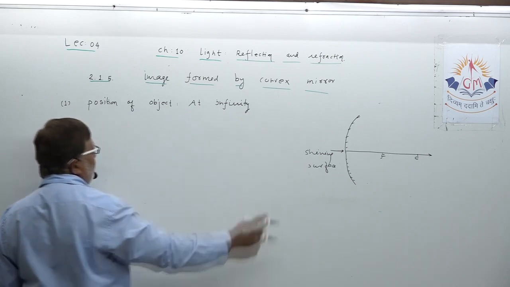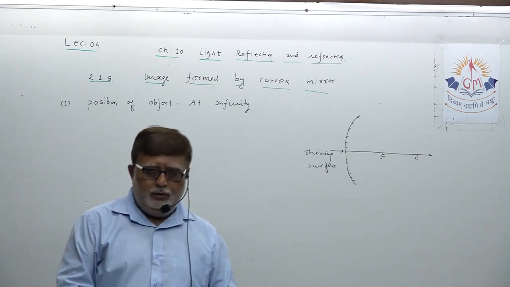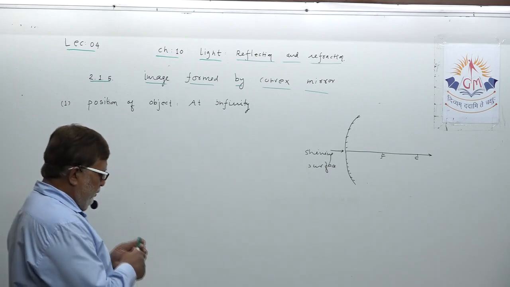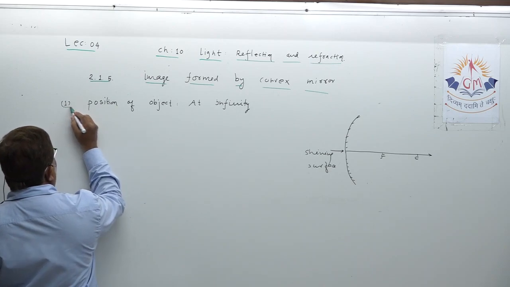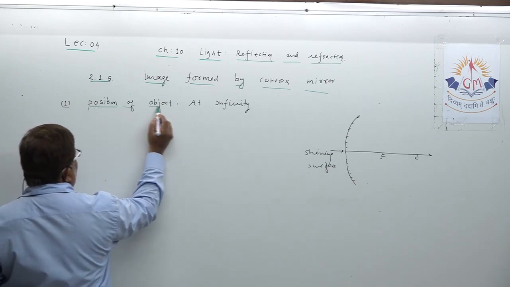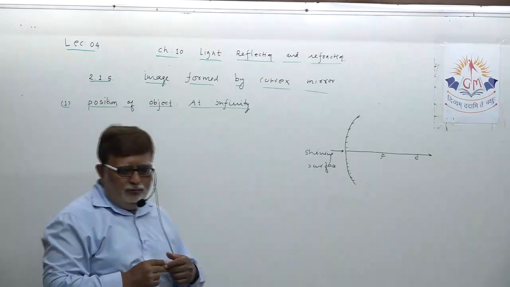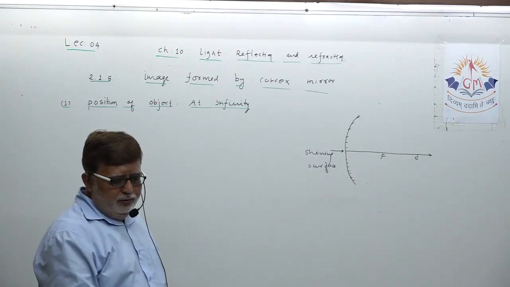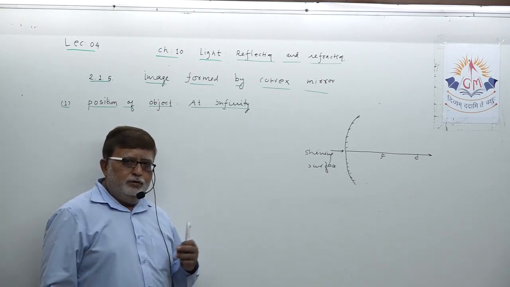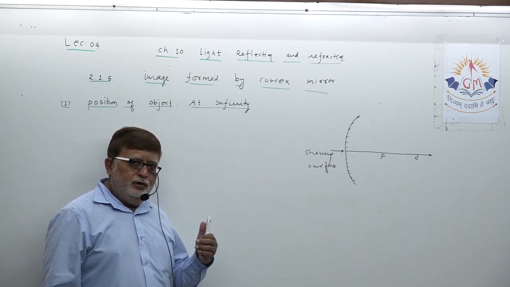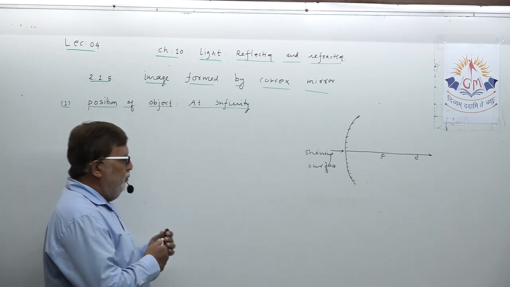That means the object is to be positioned at infinite distance. Okay, what is the meaning of infinity? That we have already discussed. At infinity, the object is to be positioned. Let us try to understand. When the object is positioned at infinity, which type of image is formed?